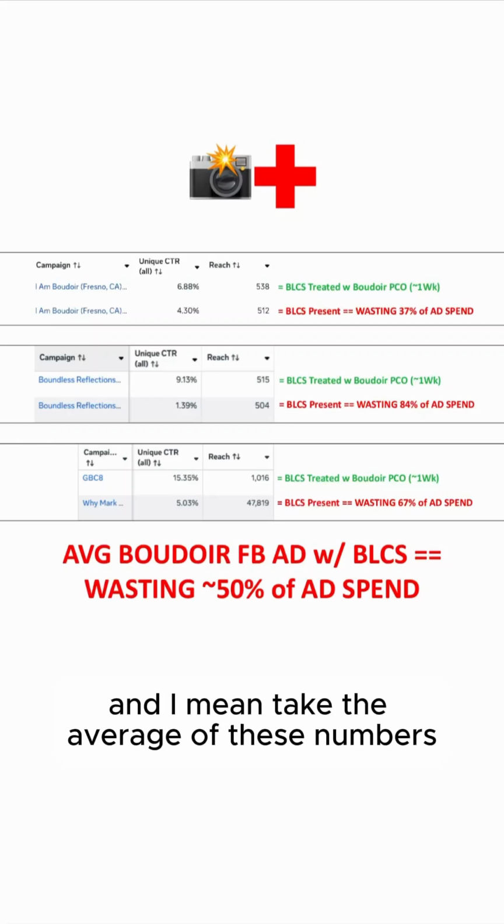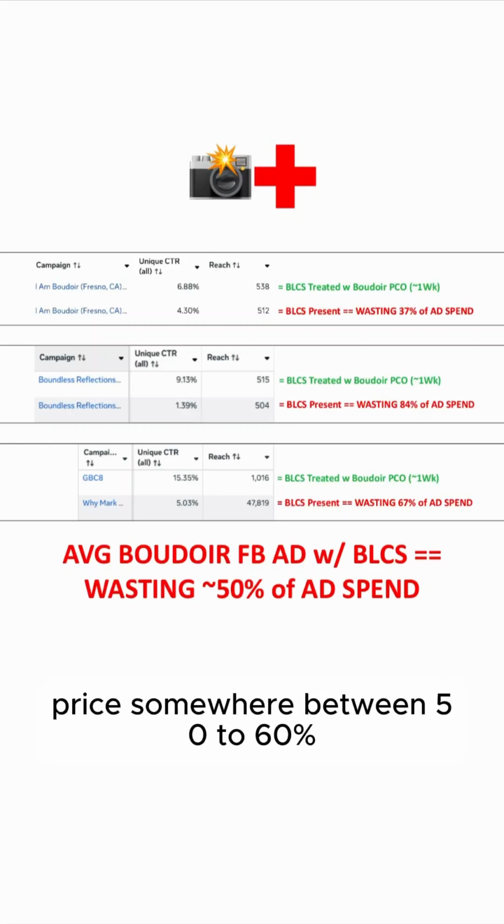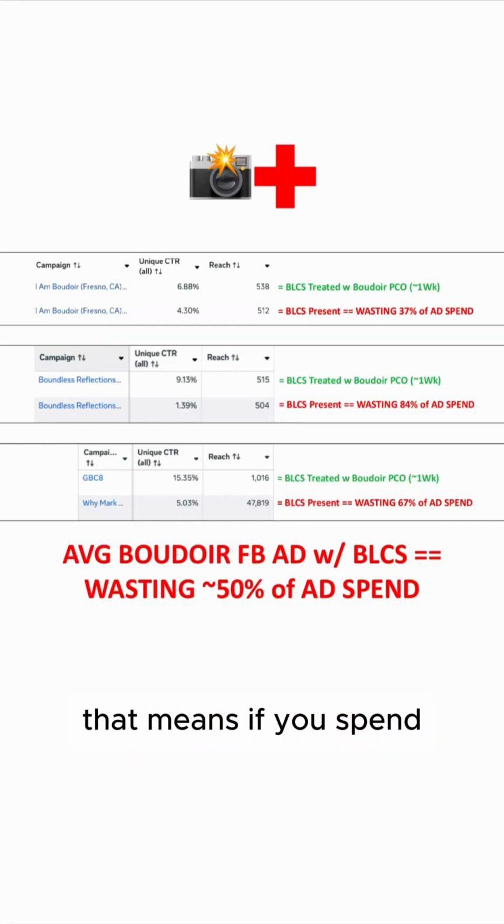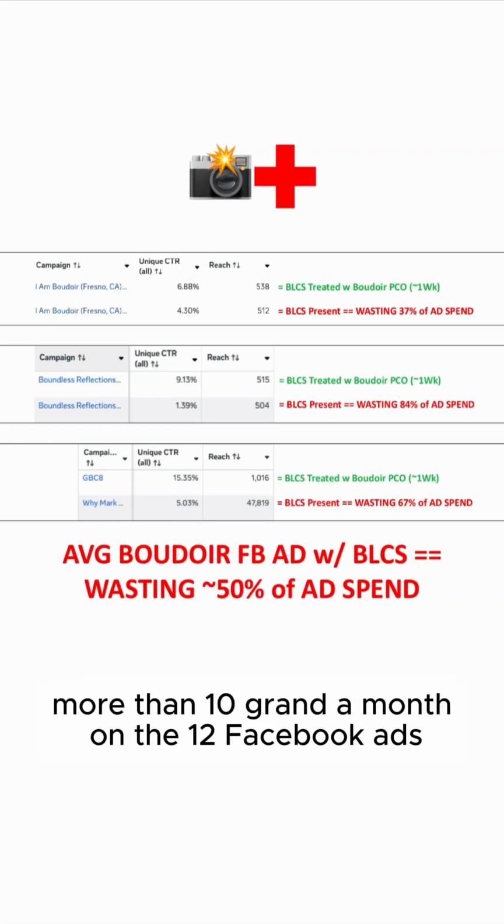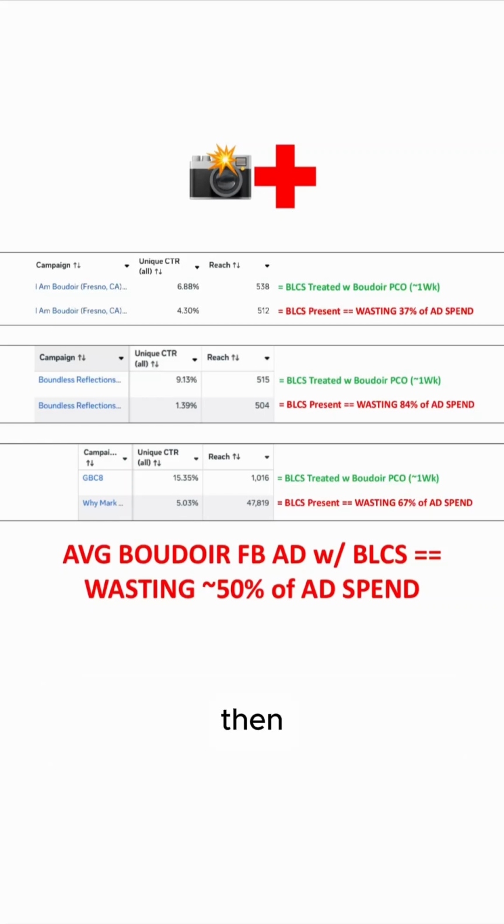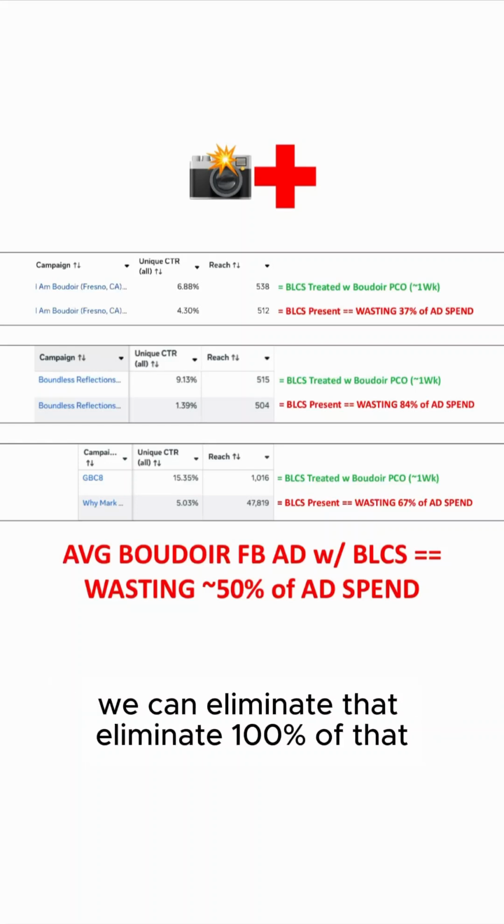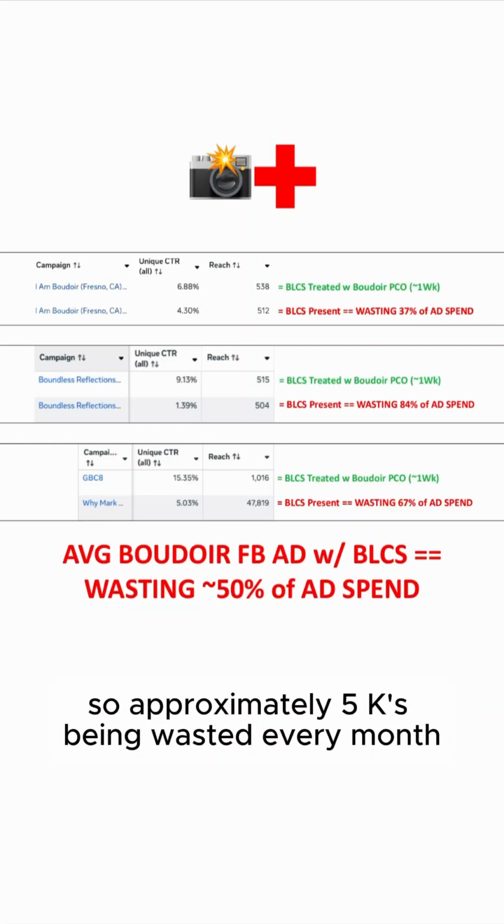Take the average of these numbers, probably somewhere between 50 to 60%. So wasting about 50% of its ad spend, that means if you're spending more than 10 grand a month on Boudoir Facebook ads, literally 5K is being wasted every single month. We can eliminate 100% of that. So approximately 5K is being wasted every month.